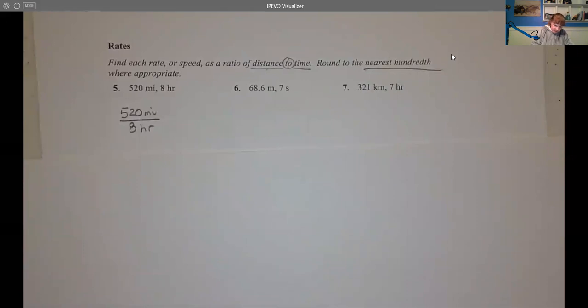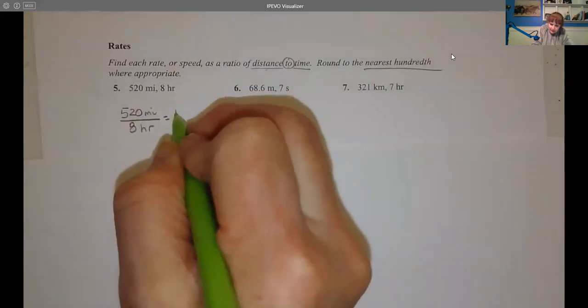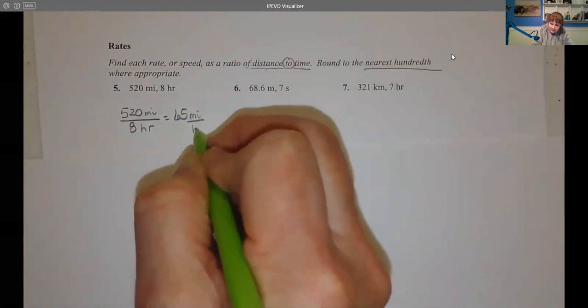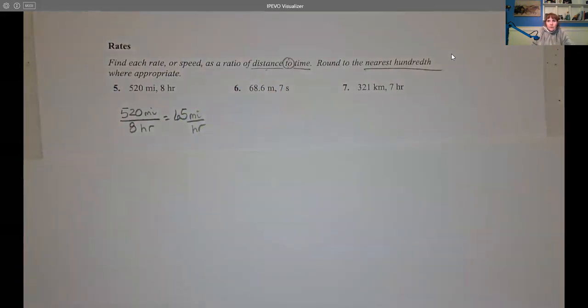Okay, so let's go ahead and take 520 divided by 8. Oh, we don't have to round because it's 65, and they'll have the units there for you. It might be a drop down box for the units, miles per hour.